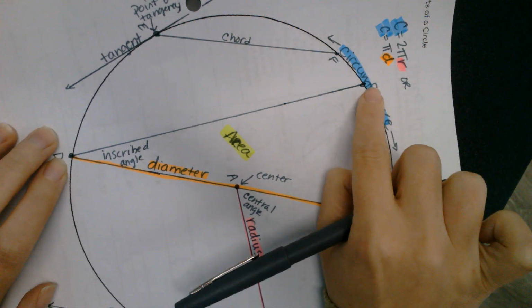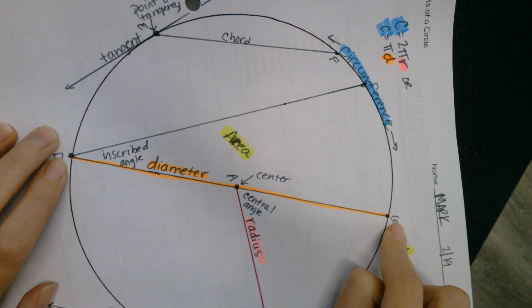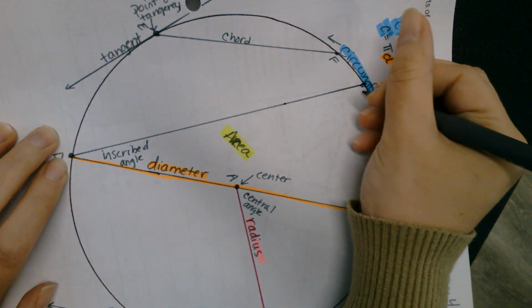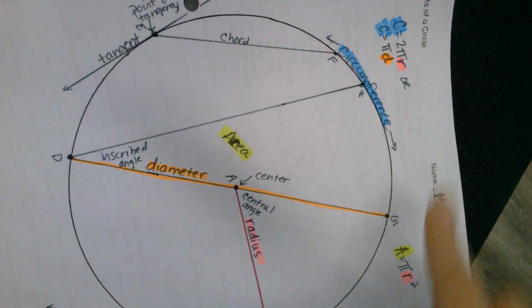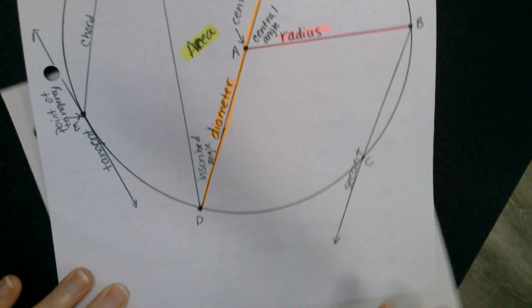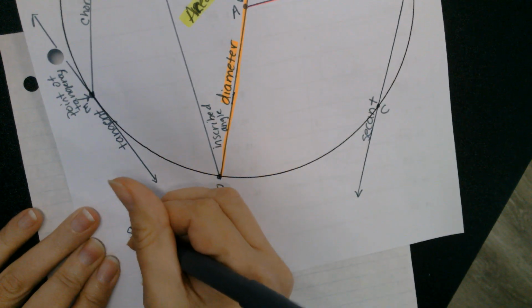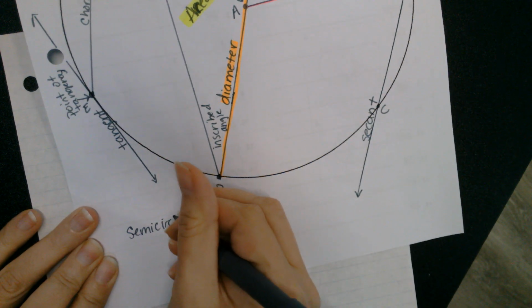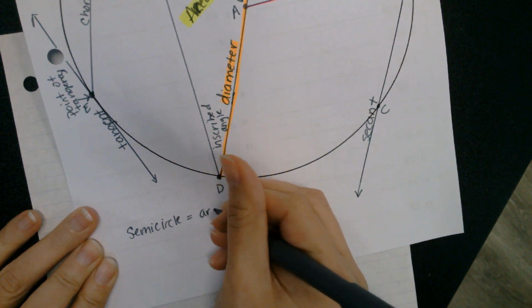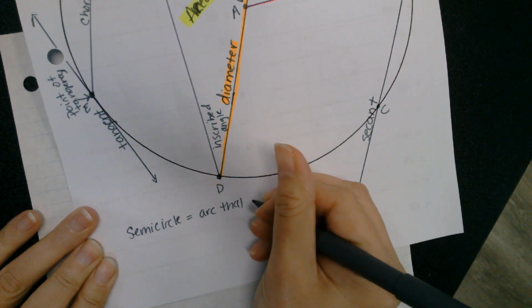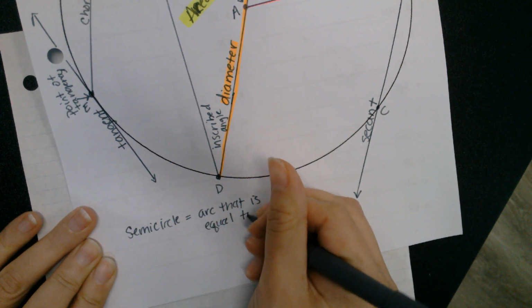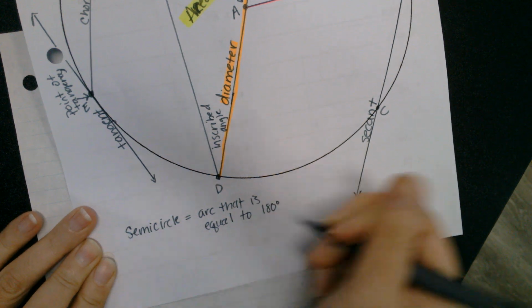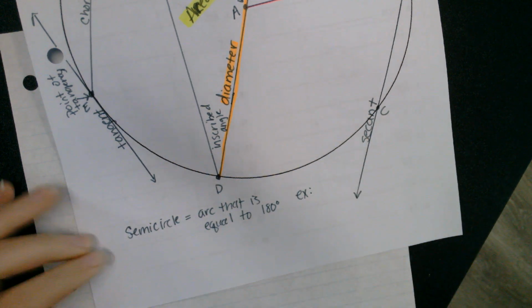Before I do that, I really do want to label that one. So what comes after G? A, B, C, D, E, F, G, H. Right there. Okay, let's go ahead. Semicircle is an arc that is half of the circle. That is equal to 180 degrees. So we're going to write that down here. Semicircle. It's an arc that is equal to 180 degrees.